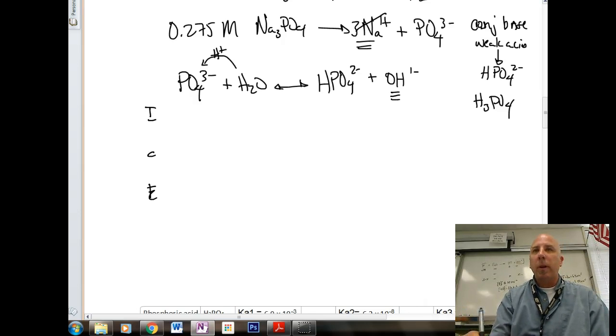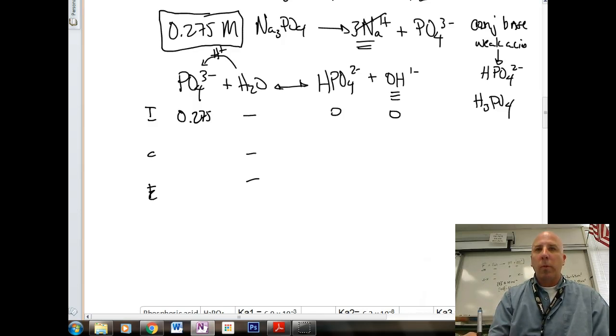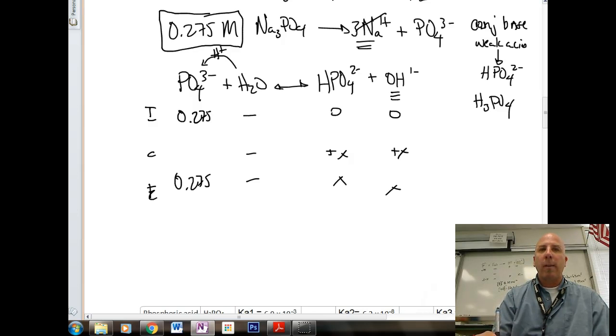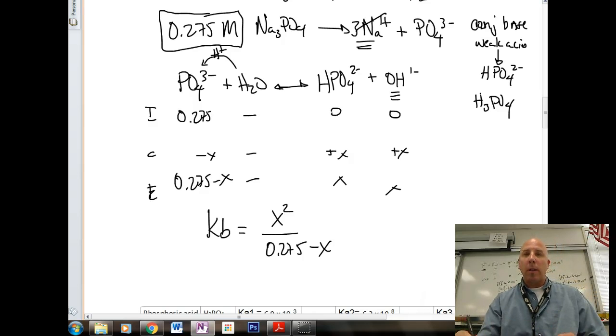Okay, so our starting molarity, as we found, was 0.275 molar. And we're going to run this through. So reaction's going to the right, plus X, plus X, 0.275 minus X, this is minus X as well, right? And so we're going to have a Kb equal to X squared over 0.275 minus X. Assume X is small, let's get rid of that.